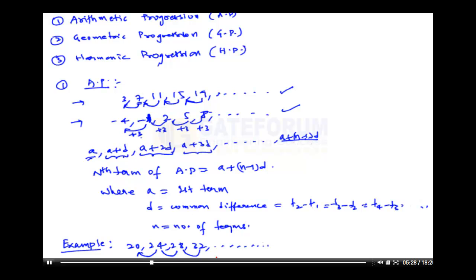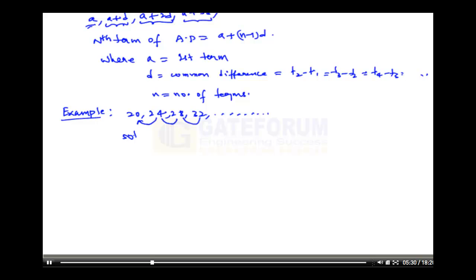Now we need to find the 50th term. If I ask you the 5th term, it is very easy to tell: 32 plus 4 is 36. But when I ask you the 50th term, we cannot keep on adding all the numbers. It will take time. That's why we'll use a formula.